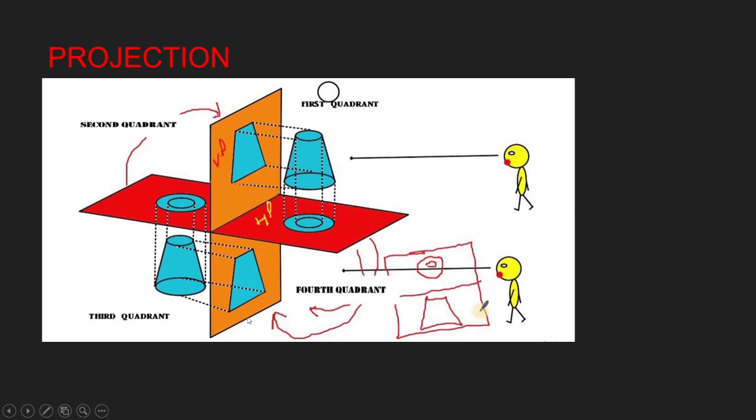These will be considered as transparent glass. So if we see from here, the transparent glass will show the object in this shape, and if we see this from the top, we'll have this. So this is the third quadrant, and this is the first quadrant. We have only two quadrants for projections. We don't consider the second and the fourth quadrant. We'll see it elaborately in future videos.